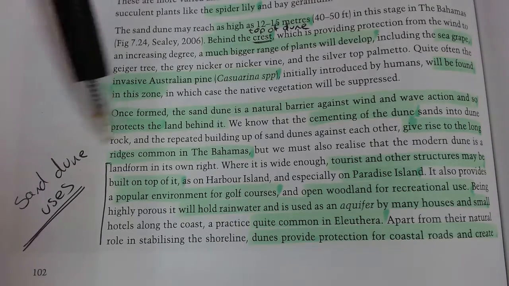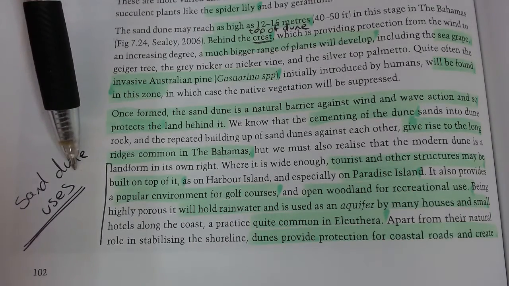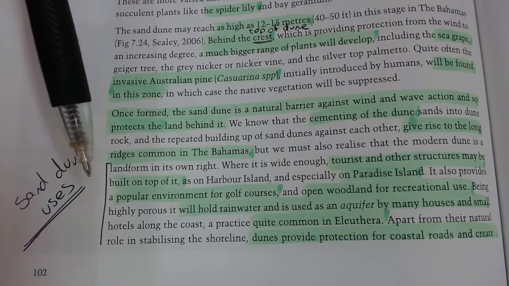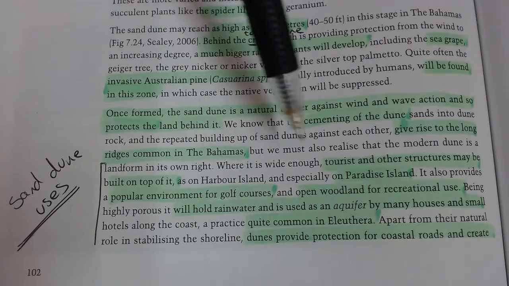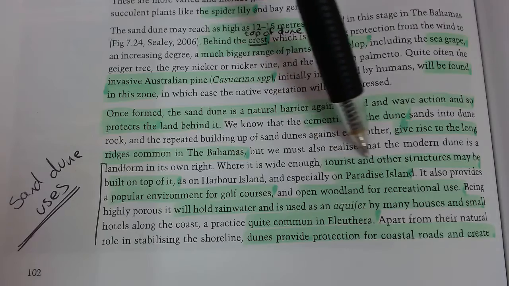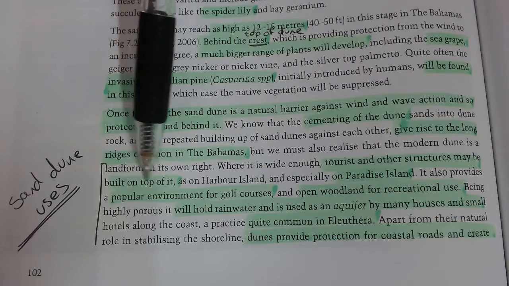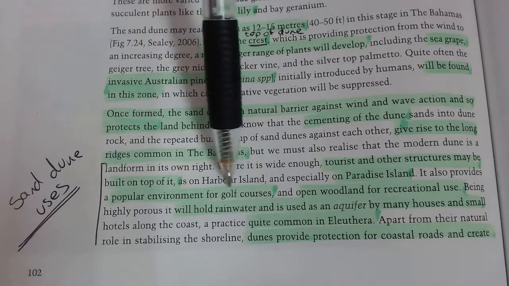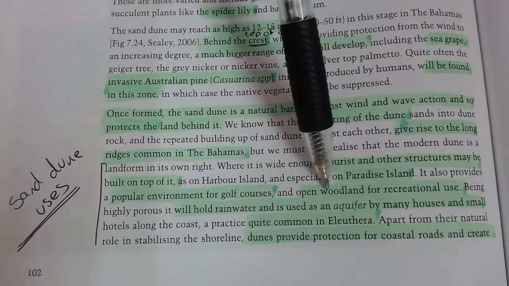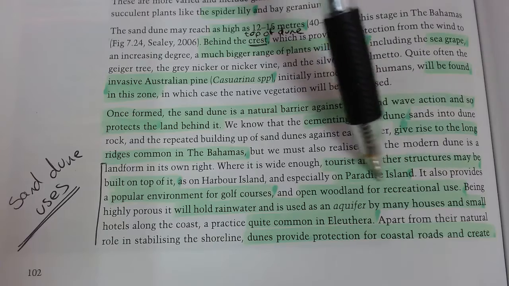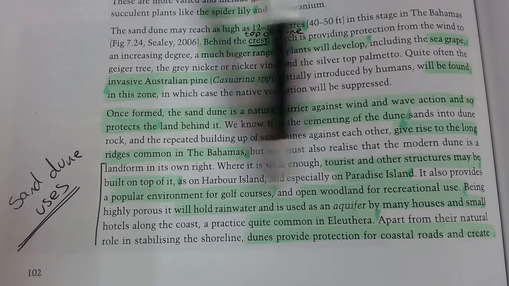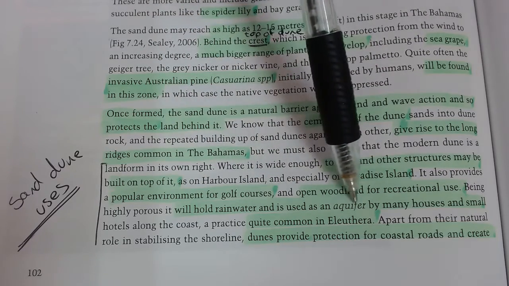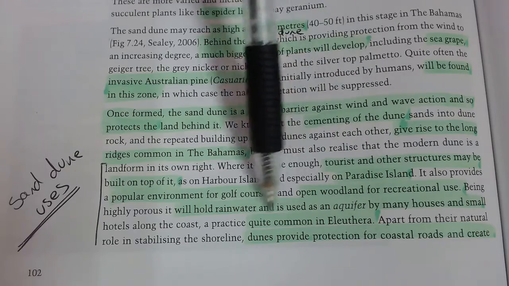Now, over here, I put down sand dune uses. Maybe not overly relevant for this topic, but it's always good to have a couple extra notes. So they're good for tourism and other structures, okay, maybe built on top of these because they're quite strong. They're popular environments for golf courses. They can create woodlands if there's enough vegetation. They also hold rainwater and can be used as an aquifer. This is quite common in Eleuthera.